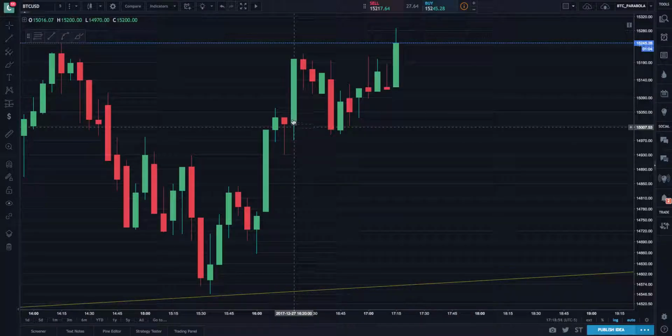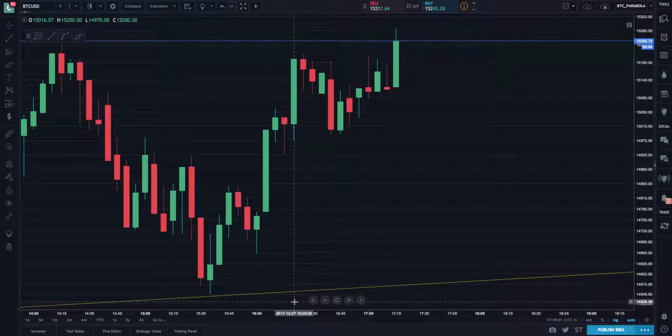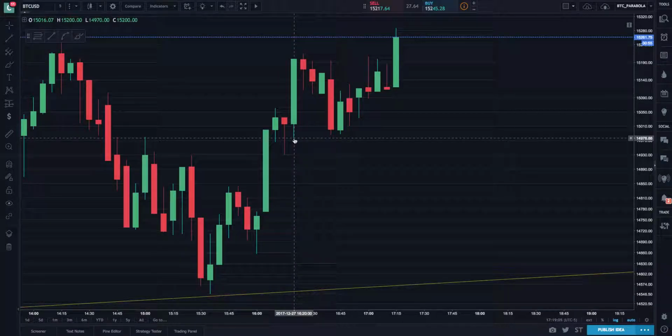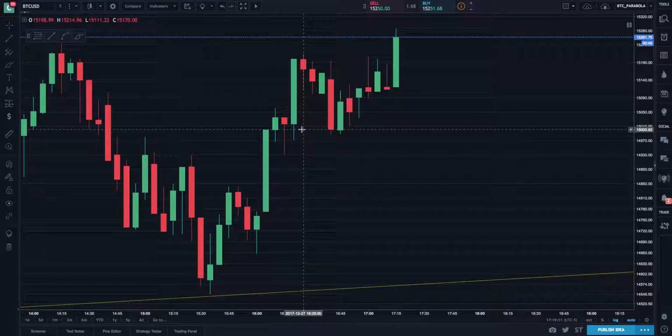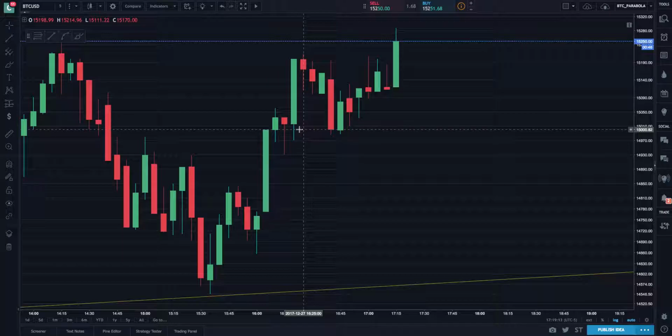So for example, right here we have this candle over here, and you see here that the time is 1620. This means that this candle starts off at the 16th hour and the 20th minute. But if I move over to the next candle, you can see it's 1625. So that candle starts at the 5 minute mark.